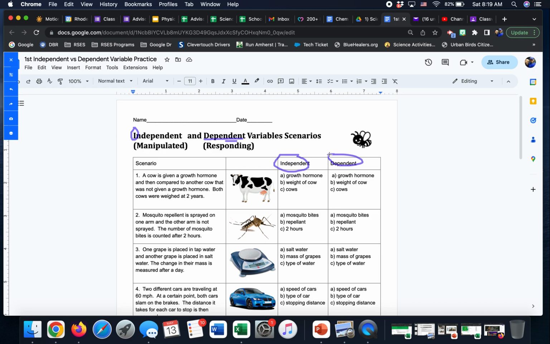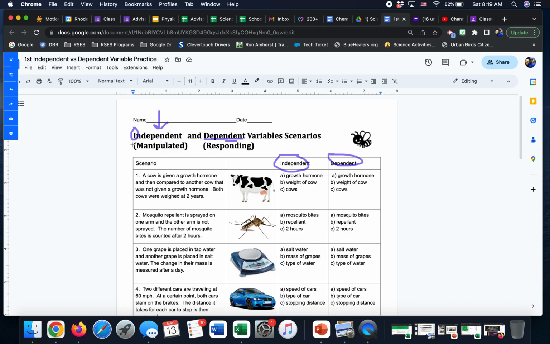The next assignment that you work on, you won't have that there to help you. But by then you should be good. All right, scenario 1 here. A cow is given a growth hormone and then compared to another cow that was not given a growth hormone. Both cows were weighed at 2 years. So for this first problem, I'm going to go with finding the independent first. And then the next one we'll see dependent first and see which one you like better.